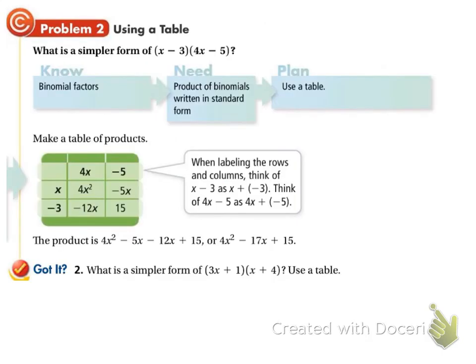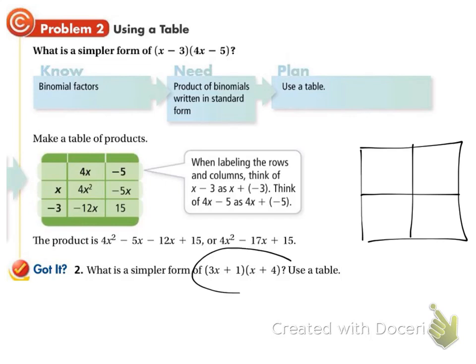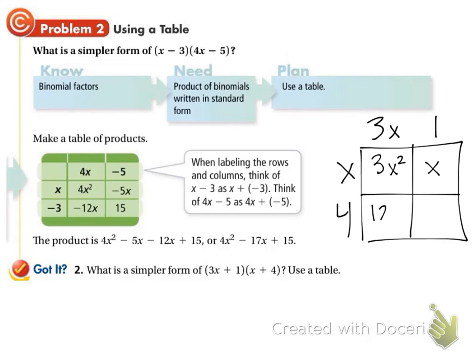Okay, this next one I personally think is the easiest one. It's our table method. So we draw a window or a box with cross sections in it. And we're going to put them along the top and along the left. So I'm going to put the 3x on the top with the 1, and the x with the 4 on the left. And now I'm going to multiply 3x times x. That gives us 3x squared. 1 times x gives us just a plain x, or a 1x. 3x times 4, that gives us 12x. And 4 times 1, that gives us 4.